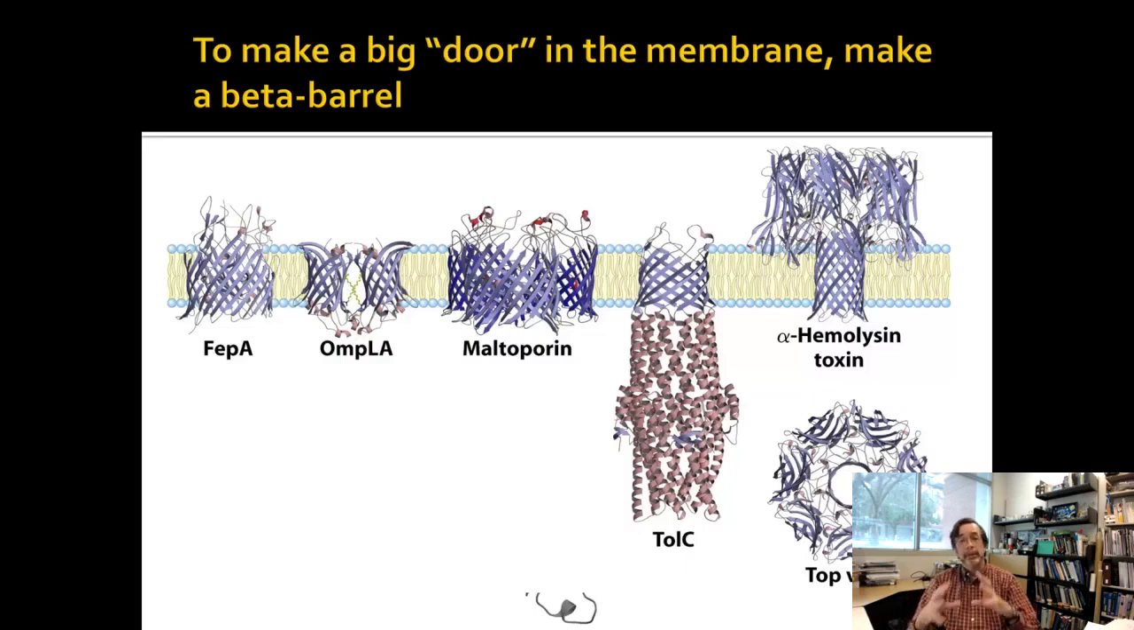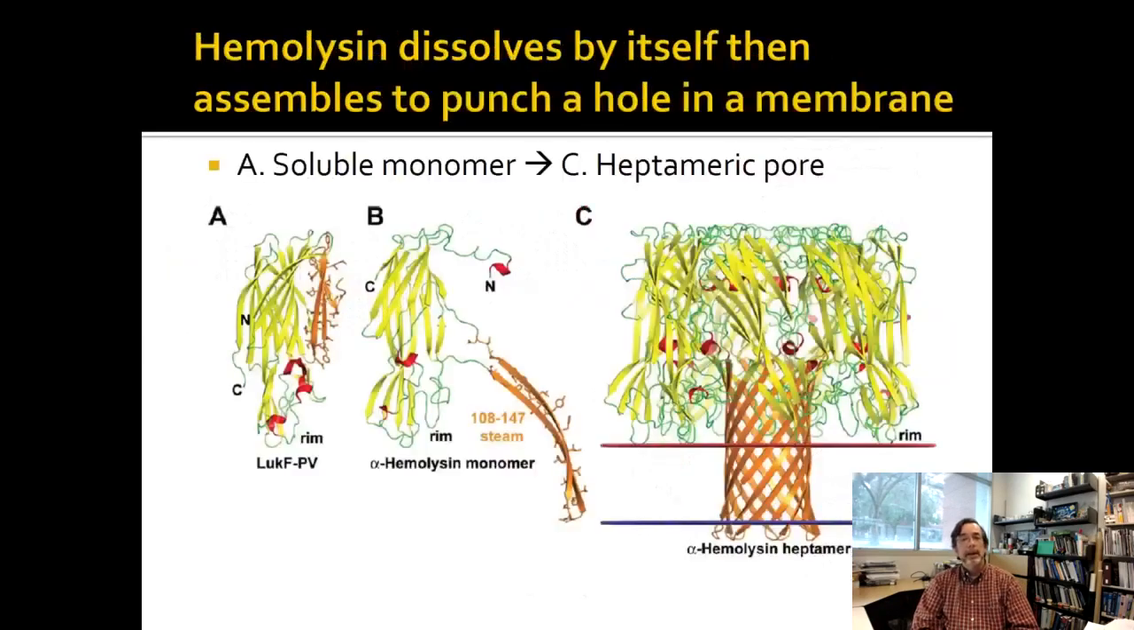You can see the top view. It's a pretty big hole when you look at it from the top. From the side, you can see it's a beta barrel that is in there. How hemolysin works is it actually works as several subunits that are soluble. They're in the format of A, and the beta hairpin part is folded up. They dissolve around to get to the cell, and then the orange hairpin reaches out and joins with all these other ones. It makes 7 of these hairpins come together to make the beta barrel, and then that makes the pore.